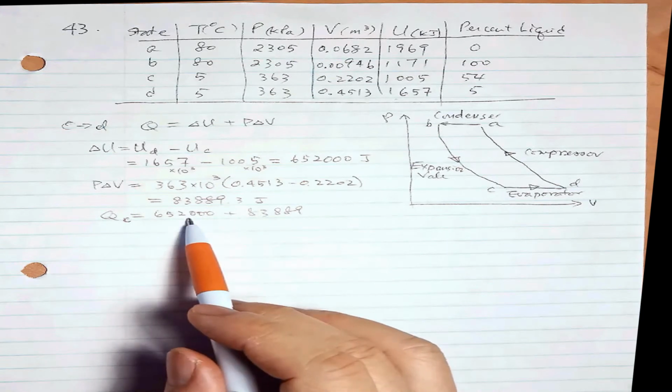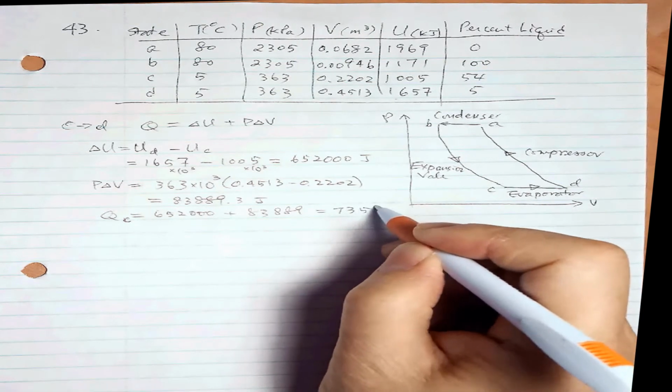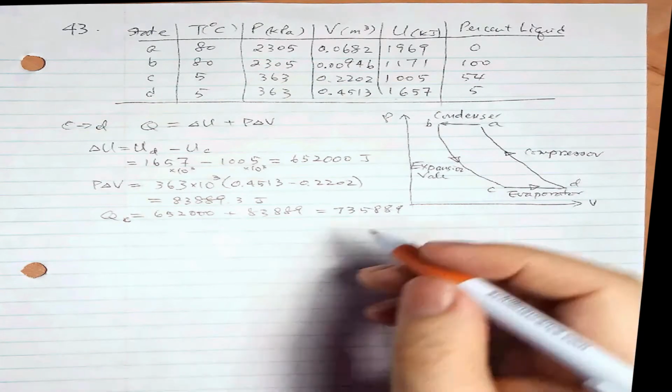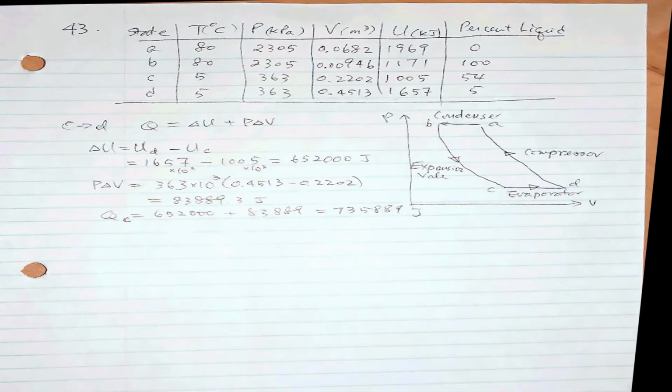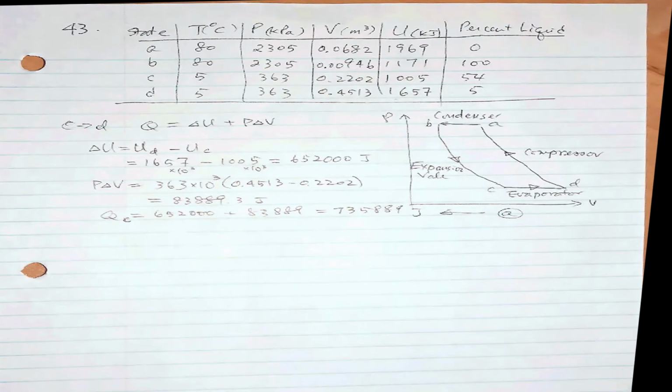So if I add these up, I should have 735,889 joules. So that is the amount of heat going into the system. 735,889 joules. And then, that's part A. So how much heat is taken from inside the refrigerator into the coolant while the coolant is in the evaporator? So that is from C to D.